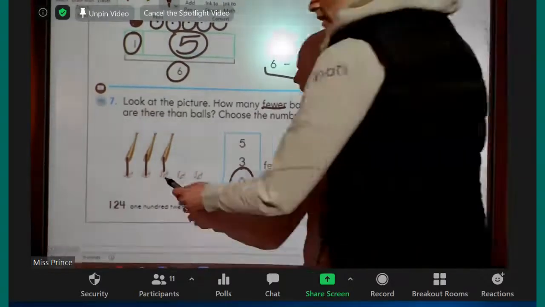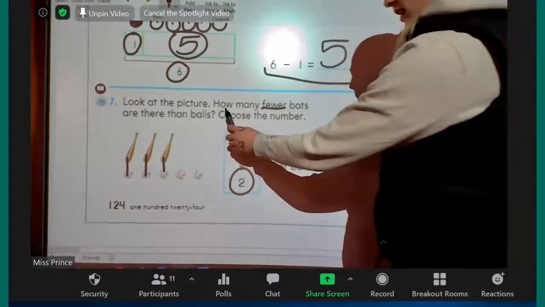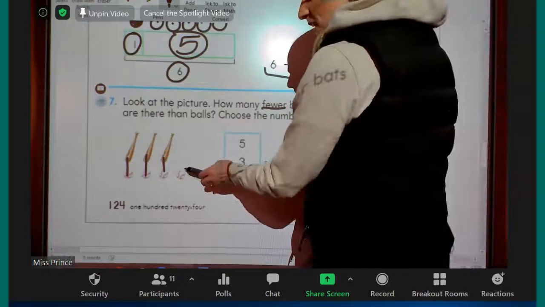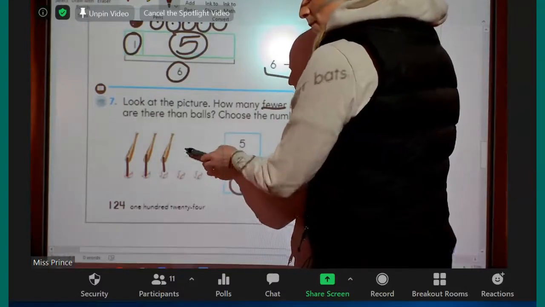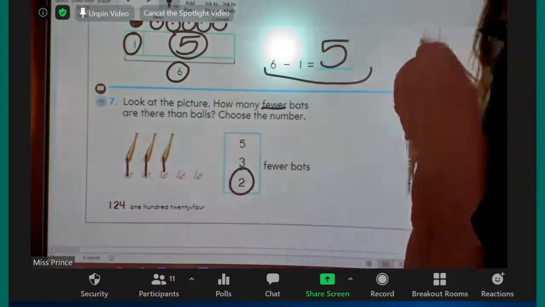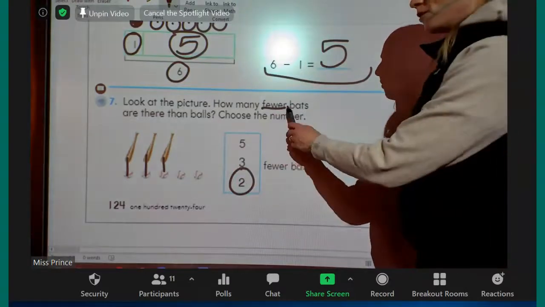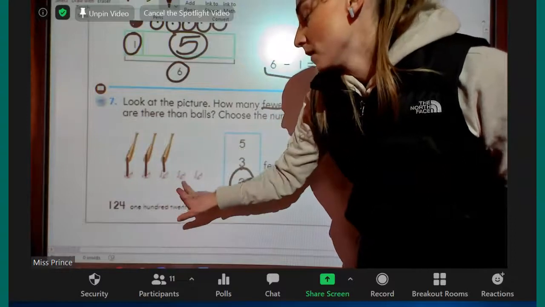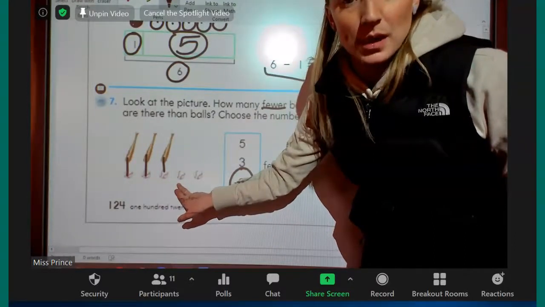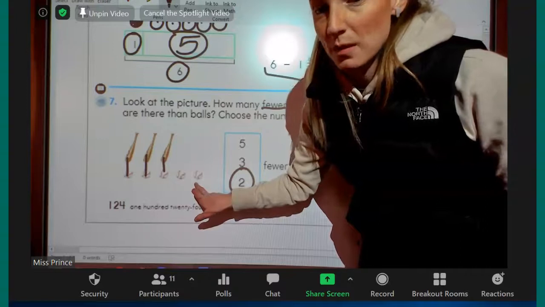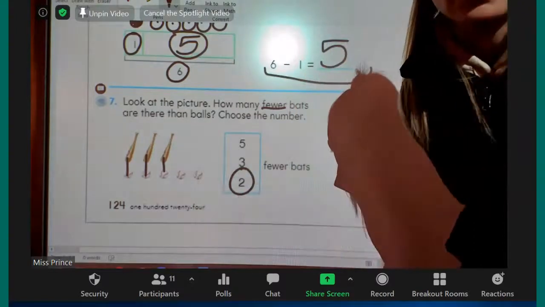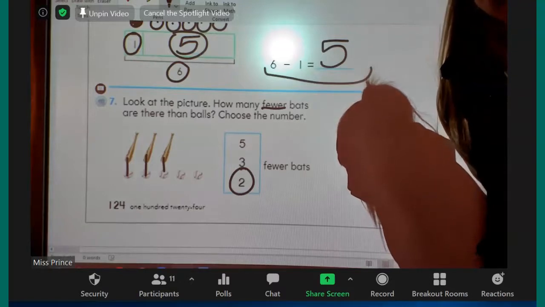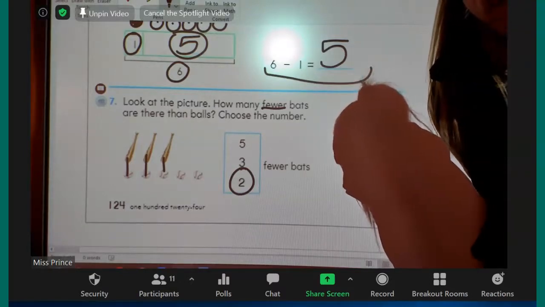All right, so Kieran, it says how many fewer bats are there than balls? So we're trying to figure out how many spots are missing a bat, and that's going to tell you how many fewer bats. So we match them up so that everyone has a buddy, but this one doesn't have a baseball bat, and this one doesn't have a baseball bat, so we would choose 2. Does that make sense, Kieran? Okay.